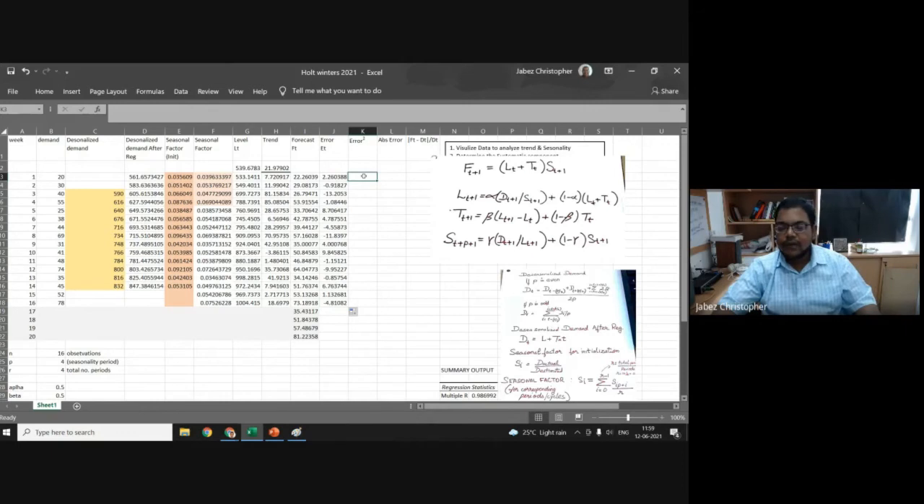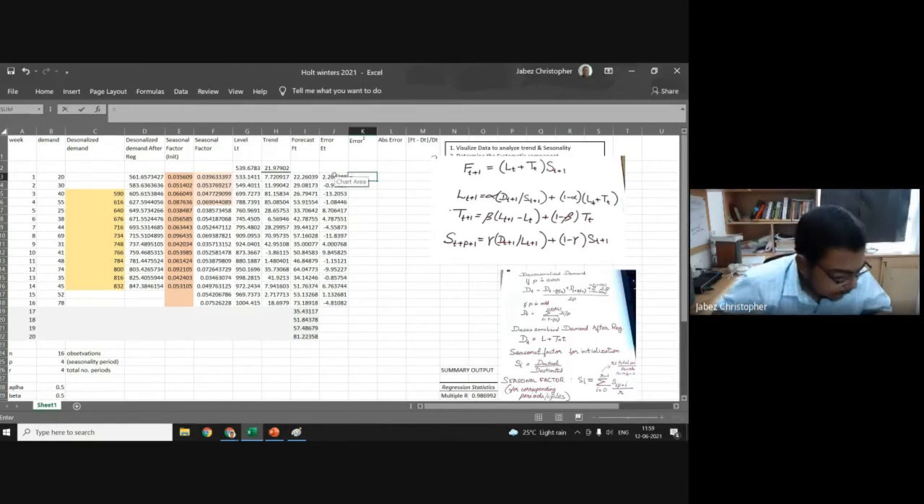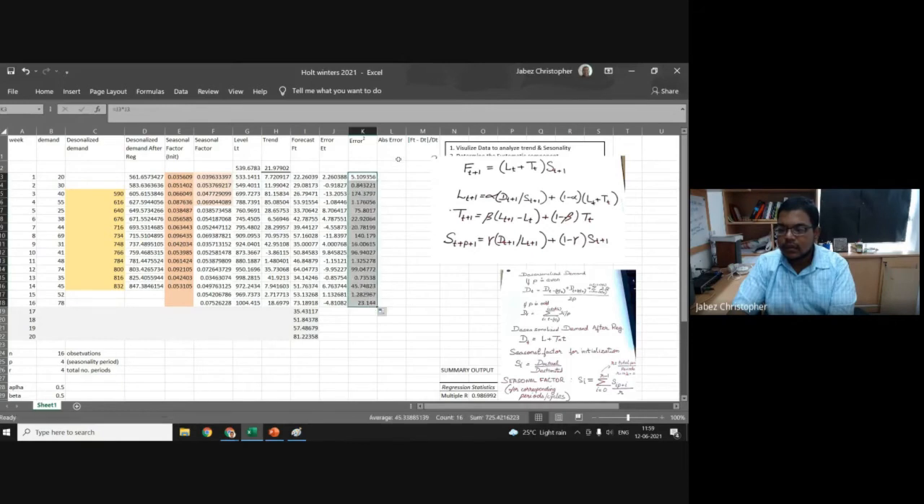And now for all these error metrics, I've got the error, and now I will just have the error square here. We know there are many metrics, right? Mean squared error, mean absolute percentage error, and all that. So I'll calculate the square of this error, and I'll calculate the absolute of this error.